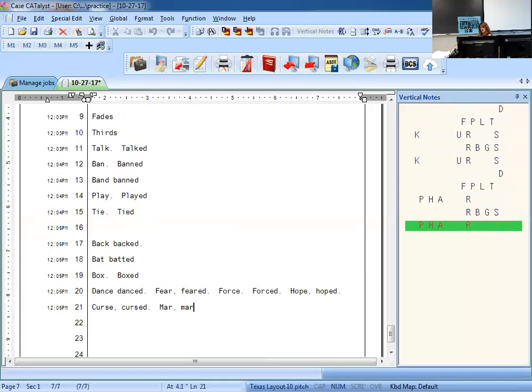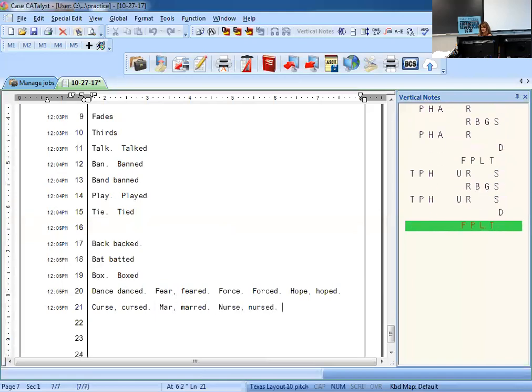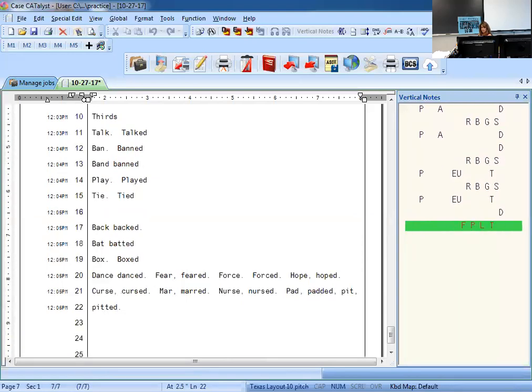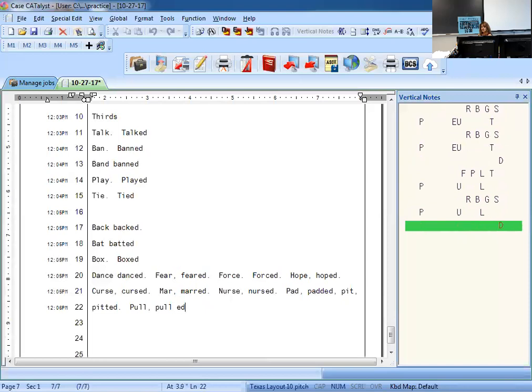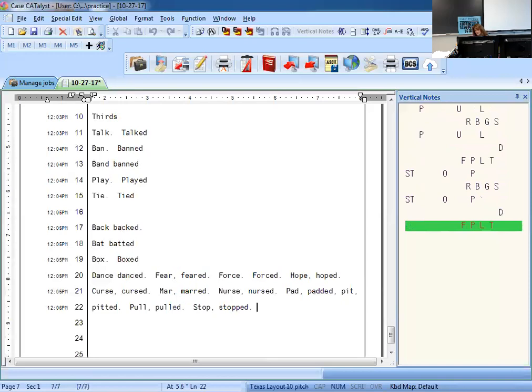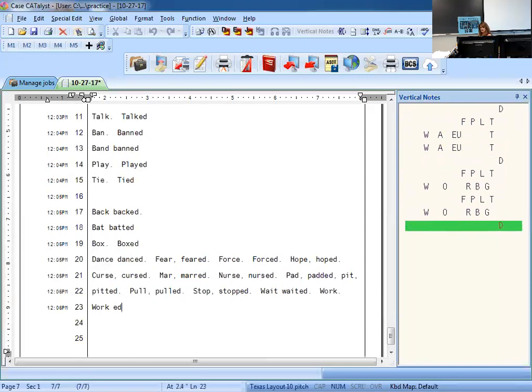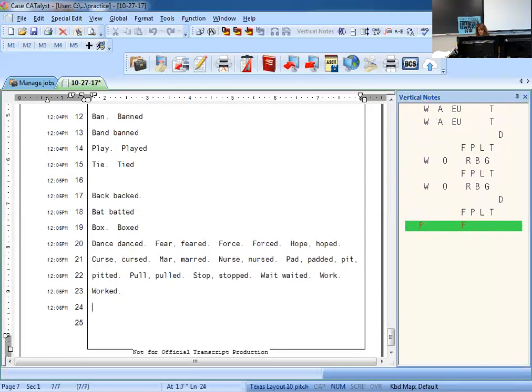Going on to the second column. Mar is the word, marred. Nurse, and then nursed. You're just coming back with the D. Pad, padded. Pit, pitted. Pull is the root word, pulled. Stop, stopped. Okay, notice that one has just the regular word, the other has the ed ending, you just come back D. Wait is a root word, waited, come back D. Work, worked. Okay, got to come back with all of those second strokes when they end in an ed.